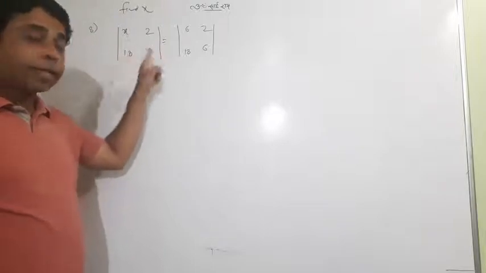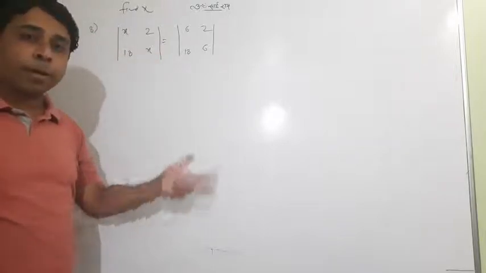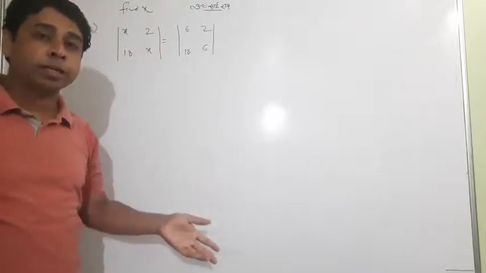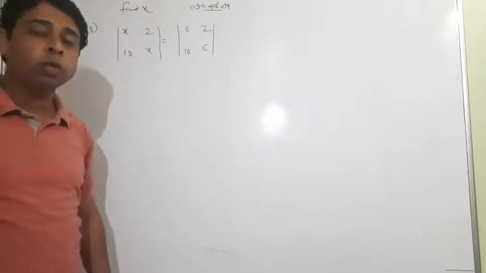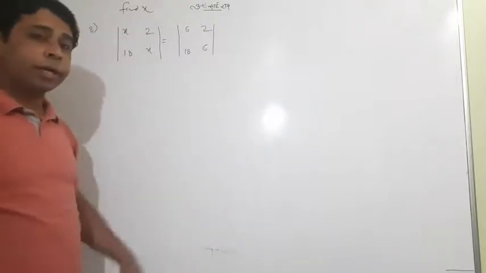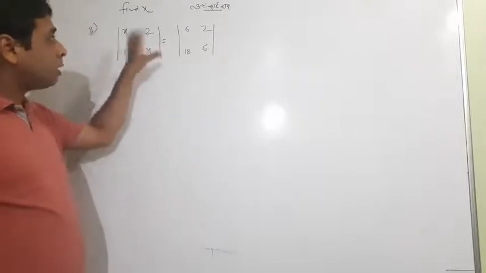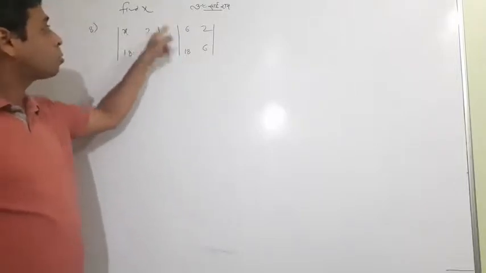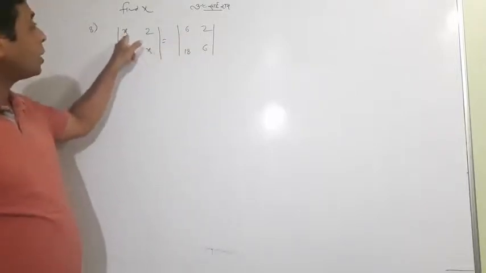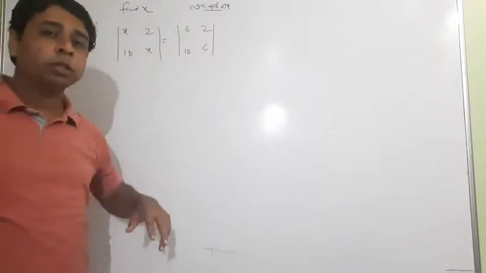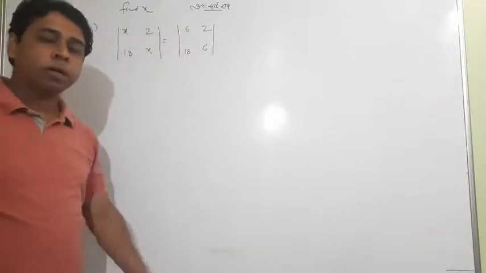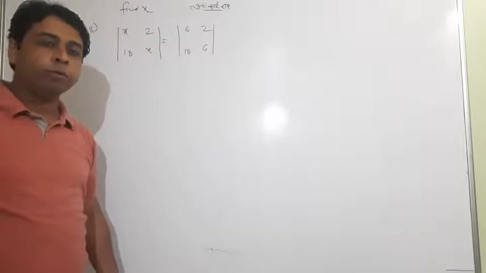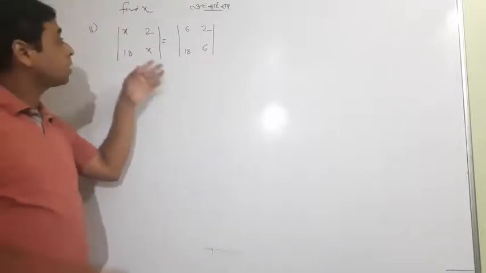In the case of matrices, you can compare the equality of two matrices. The corresponding elements are equal in two equal matrices. So this is not a matrix, it is a determinant. It seems that this is 2, this is 18, so x is equal to 6. So one should predict directly? It is wrong actually. What we have to do is expand both sides because it is a determinant.